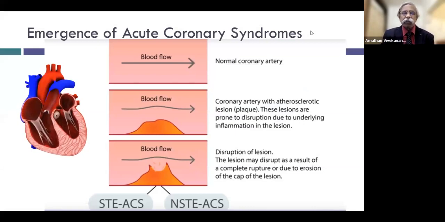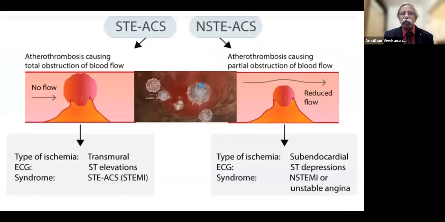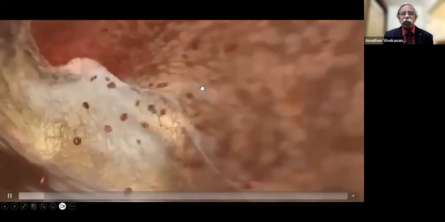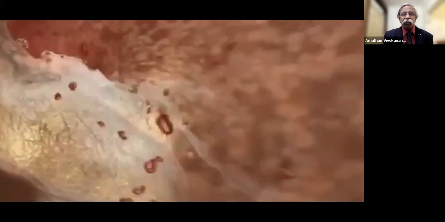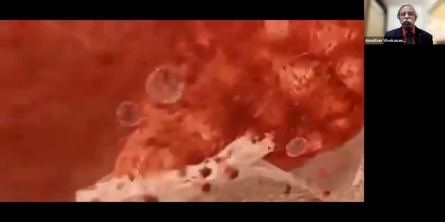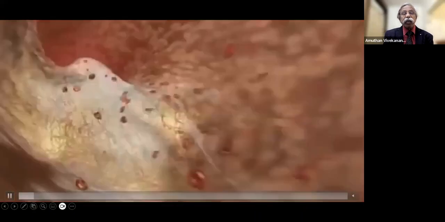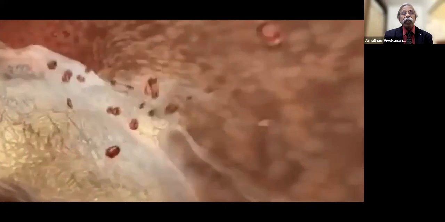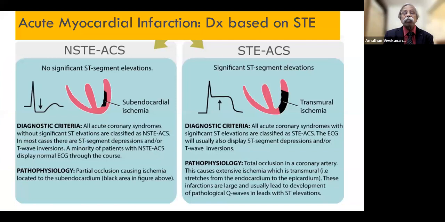However, this is the pathophysiology of the acute coronary syndromes, and this is the plaque rupture which happens, a small lamination, which results in all the acute coronary syndromes. A complete blockage will result in infarction, and incomplete will result in non-ST elevation MI, and unstable angina if the involvement is much less.